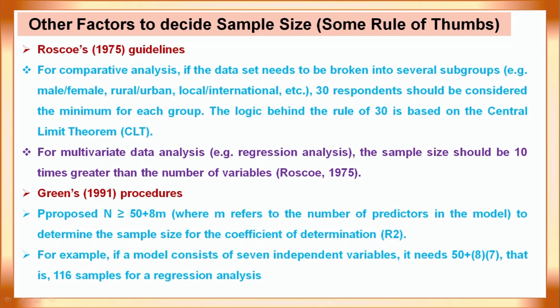So, this 30 respondent is considered the bare minimum for each group. That means if you have two groups, then you must have 60. So, that is the minimum sample size.